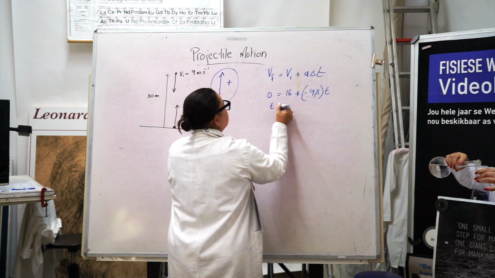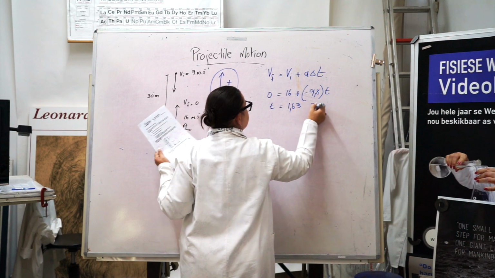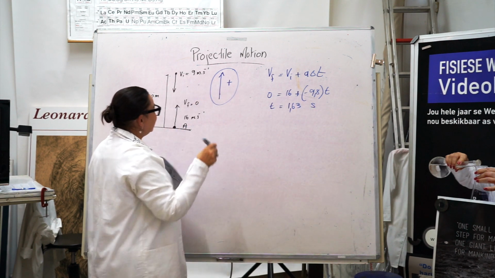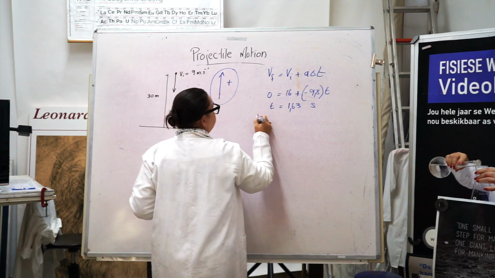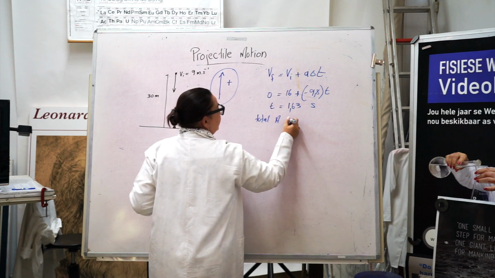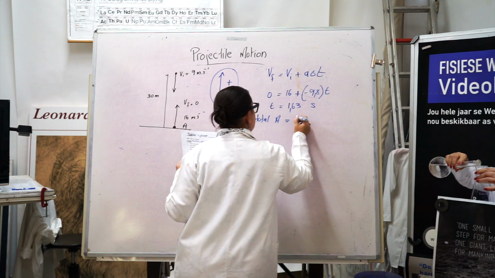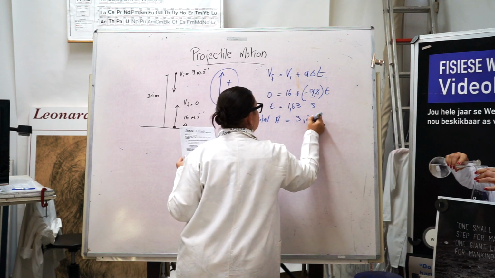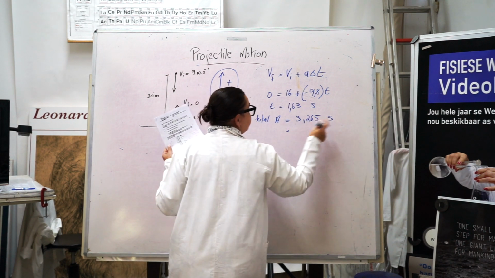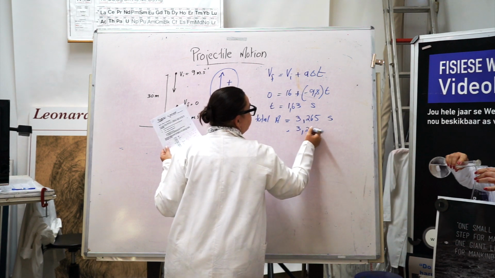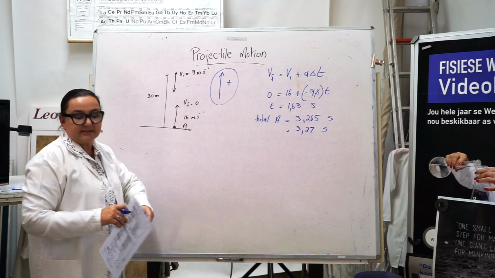So we do work out the time. I worked it out already as 1.63 seconds. But remember, that is just upwards. So the total time for A would be 1.63 seconds times 2. And that worked out to be 3.265 seconds. And if I would just give it as 2 decimals, it would be 3.27 seconds. Alright, so that was easy peasy.